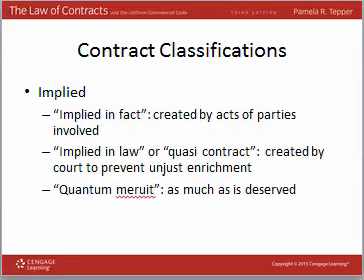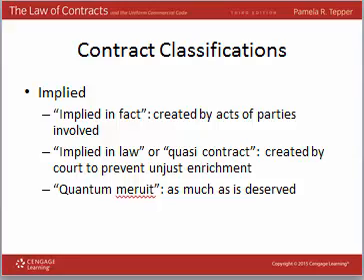Implied contracts are a little bit different. Implied contracts are created by the acts of the parties involved. Basically, you infer from the facts and circumstances surrounding the contractual transaction whether or not you have a contract, and behavior dictates the terms of the contract. Three different types of implied contracts are implied in fact, implied in law, or sometimes called a quasi-contract, or quantum meruit, or as much as deserved, as a way to evaluate a contract.